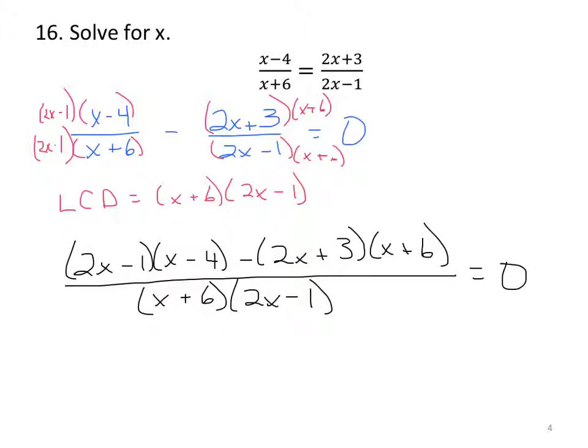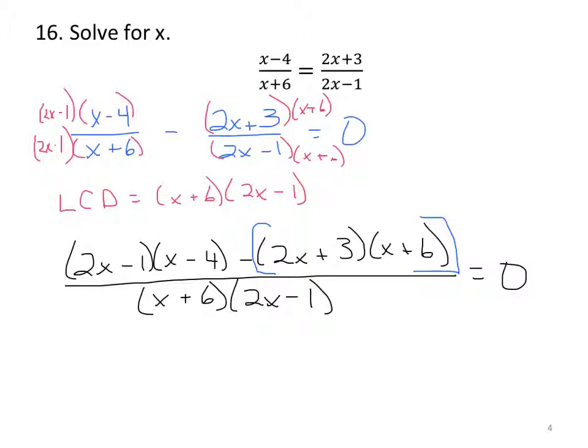Okay, let's look at that numerator. We are going to keep this in brackets as we simplify. And at this point, before we FOIL, we can go ahead and figure out what our domain is so that we know what values of x are not allowed.